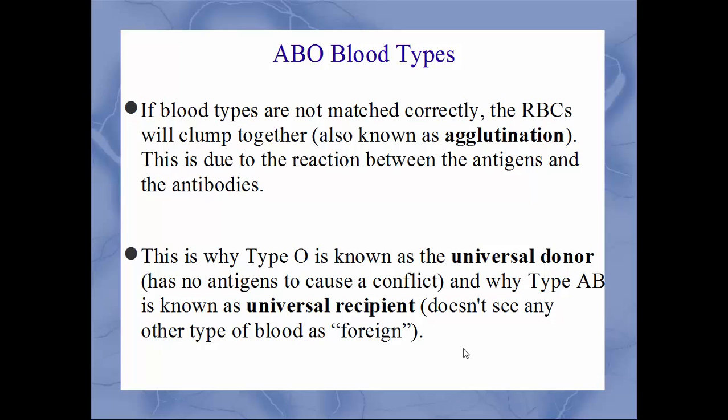And people who have type AB blood are called universal recipients. They can receive blood from anybody because they don't see any type of blood as being foreign. So type O, universal donors. Type AB, universal recipients.